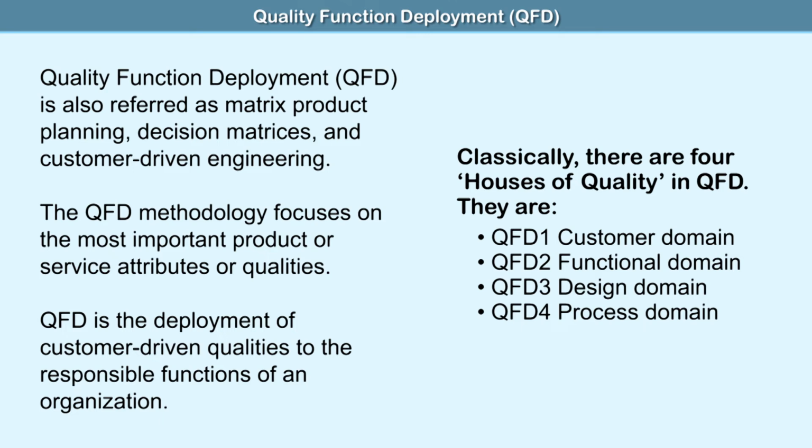Classically, there are 4 houses of quality in QFD. QFD1 pertains to customer domain. QFD2 pertains to functional domain. QFD3 indicates design domain. QFD4 indicates process domain.